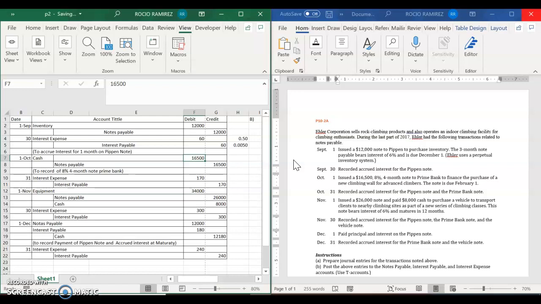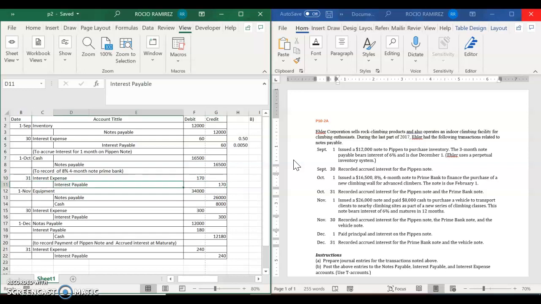6,500, and we are going to owe the bank the same amount. That's why we are going to increase our liabilities, notes payable, by 6,500. We are not going to do anything with the interest in this transaction, also because we are going to do it at the end of the period or when we accrue the interest. Okay, which is going to happen in the next transaction.